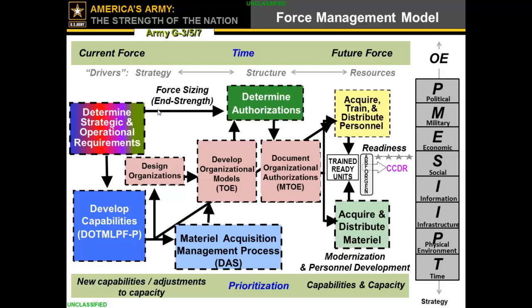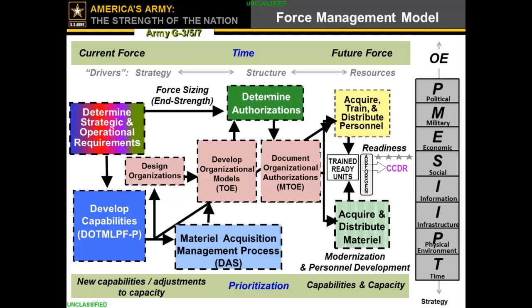What we're going to focus on today is determine authorizations. So this is the class where we're going to say, okay, we've got the TOE. Well, how much of that table of organization and equipment can we actually have? So we're going to look at the authorization piece of what it is the Army says that we need to accomplish the missions that we determined we had capability gaps in through looking through the strategy in F101.